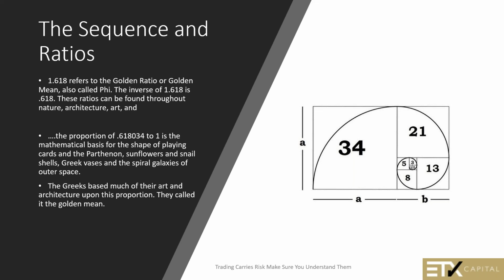Guess what? The proportion of 61.8 to 1 is the mathematical basis of the shape of playing cards, of the Parthenon, of sunflowers, of the little round scrolls on the back of a snail shell, Greek vases, and also the spiral of the galaxy. This ratio is also the basic ratio between your ears, nose, and mouth. The Greeks based much of their art and their architecture upon this proportion, and they called it the golden mean.